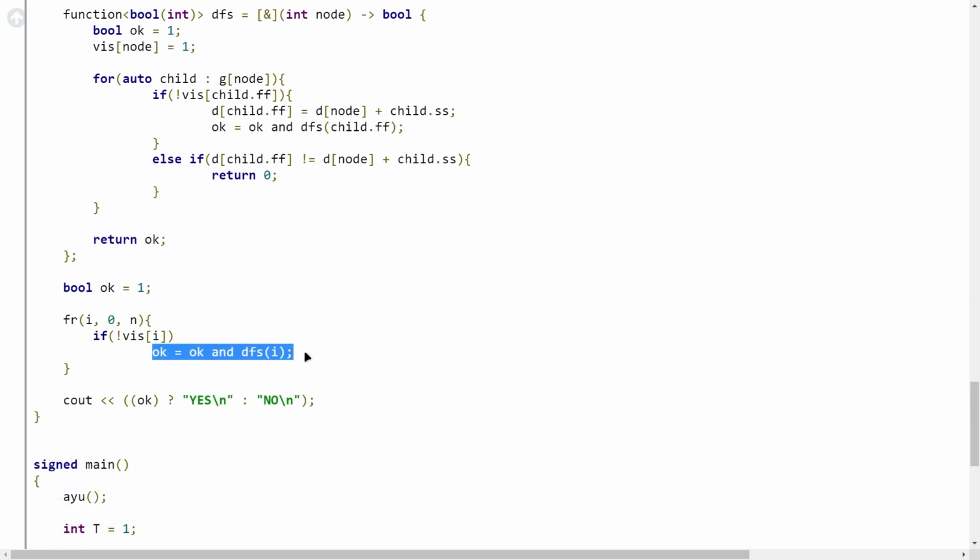So again, I'm also taking AND with all the values of OK, so that even if one of the values is false, then the whole answer will be false. At the end, I can just print: if OK is true, then I print yes, otherwise I print no. So this was all about today's contest, and we've discussed the solution to all the problems.